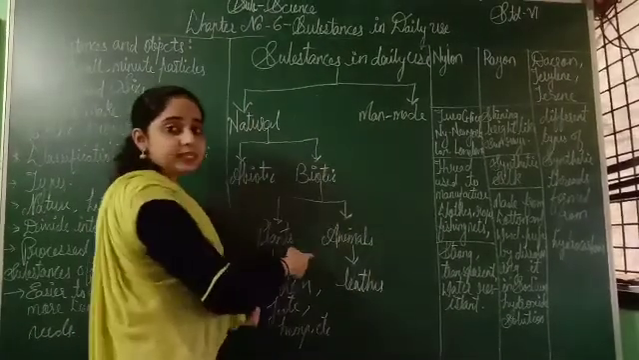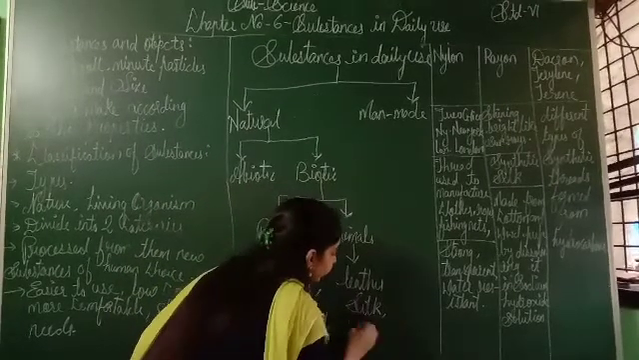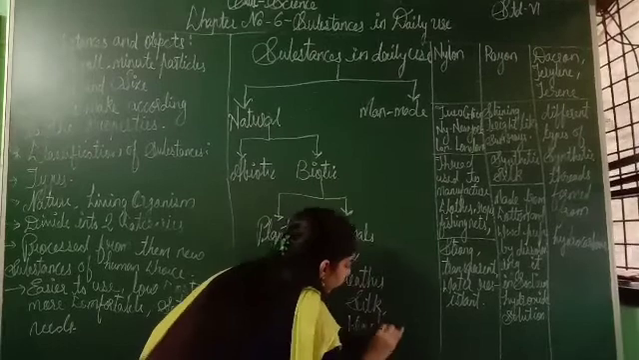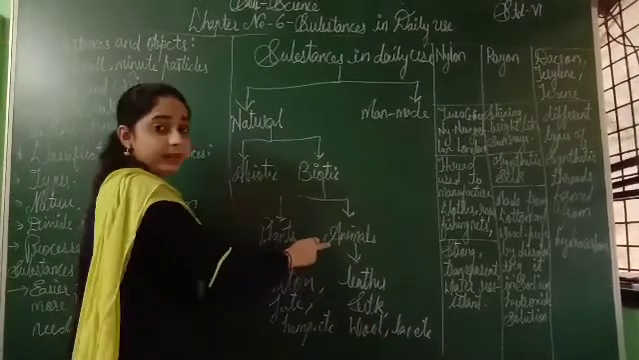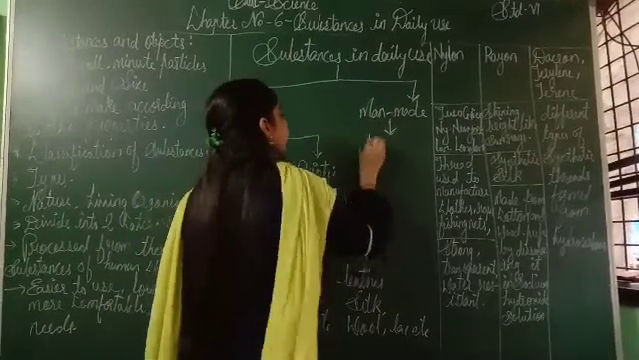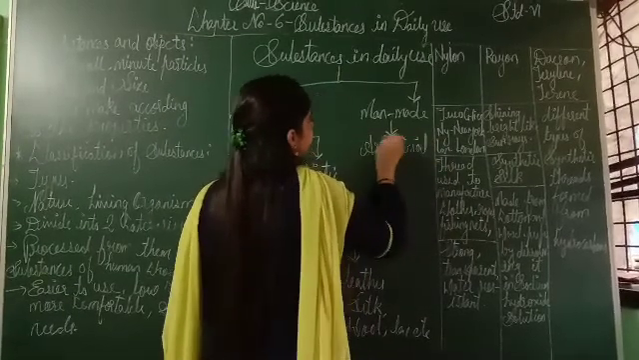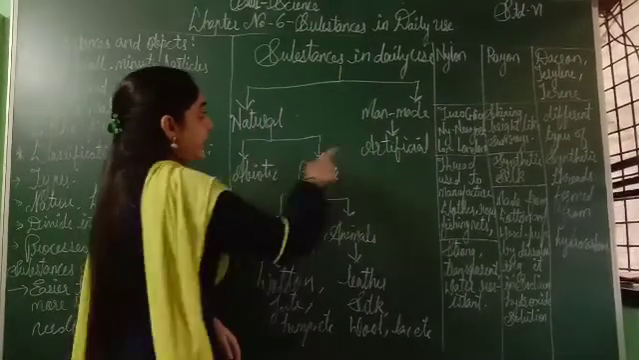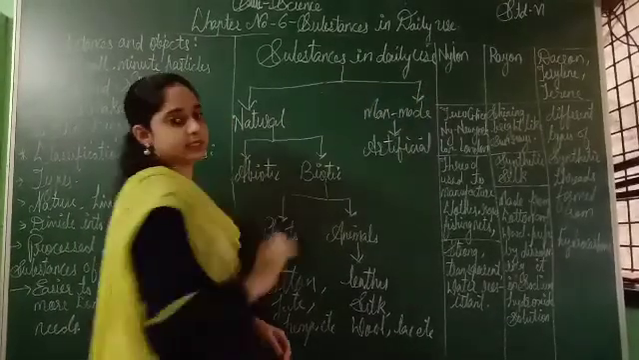From animals we get leather, silk, wool, lac, etc. This we get from animals' origin. And the next is man-made. So man-made is the artificial substances. With the help of this table we can understand our daily uses.